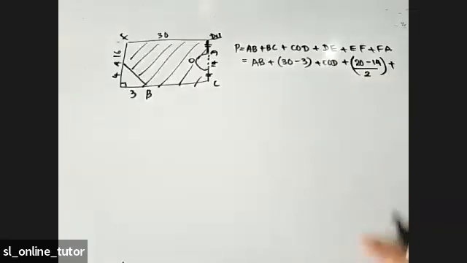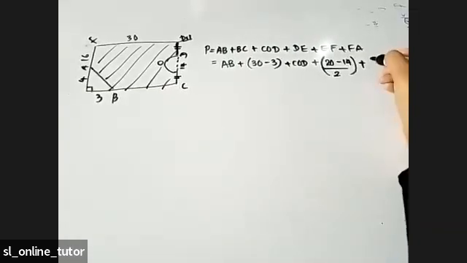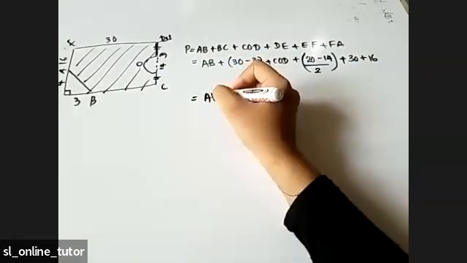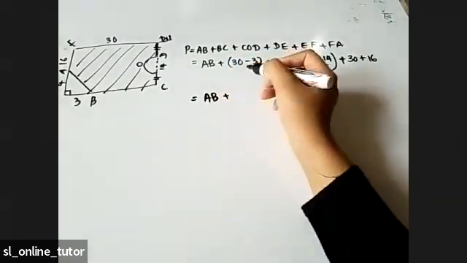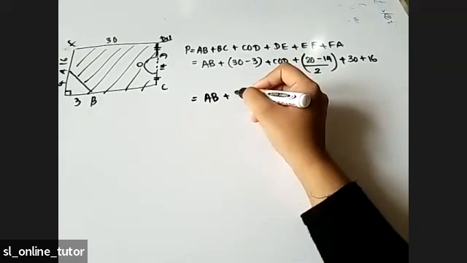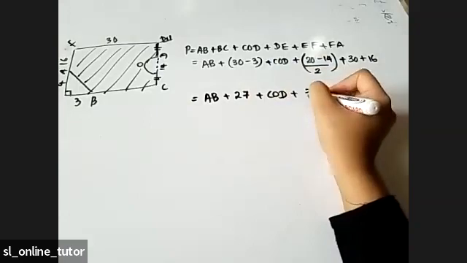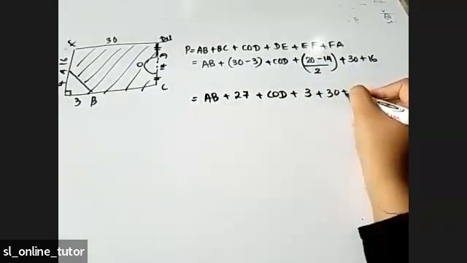Then EF length, do I know the EF length? Yes, directly we can take 30. FA length is already given, 16 centimeter. Now I know all those lengths. Now we'll see AB length, I don't know. This one, 30 minus 3, means I am getting 27. COD, I don't know. This one I get 3, this one 30, and this one 16.